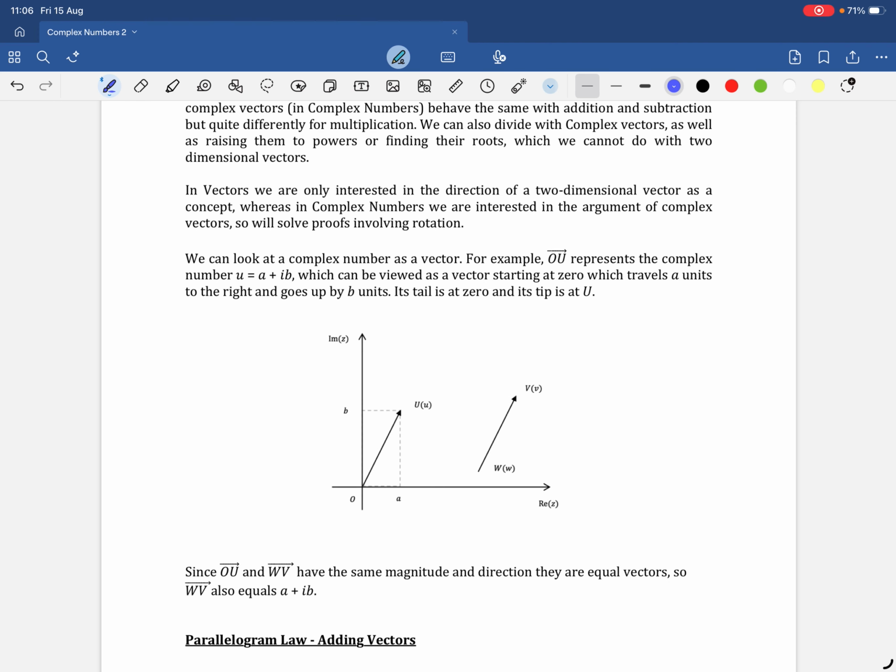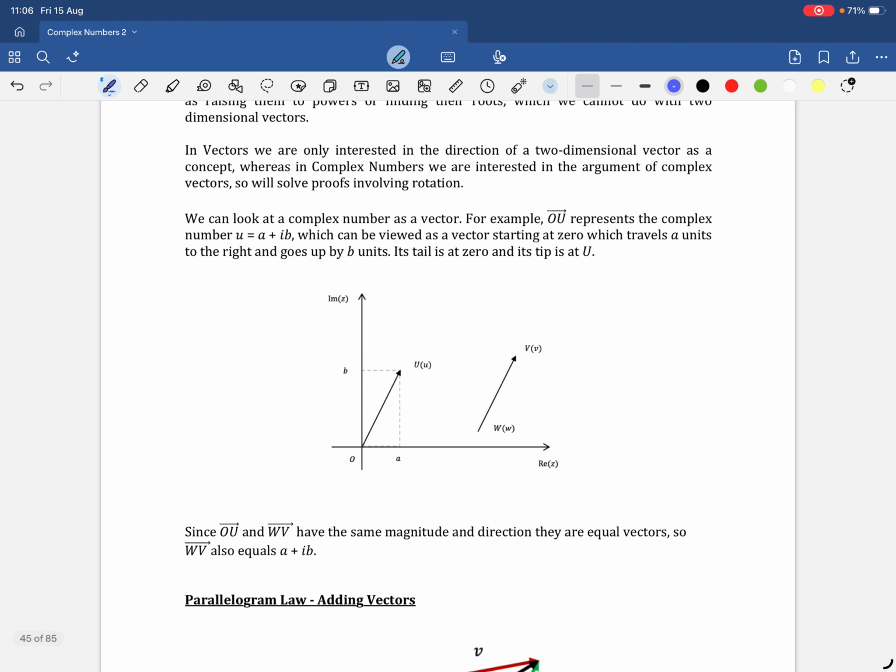In vectors, we're only interested in the direction of a two-dimensional vector as a concept, whereas in complex numbers, we're interested in the argument of a complex number, so proofs will involve rotation. We can look at complex numbers as a vector. For example, OU represents the complex number U, which is A plus iB, and can be viewed as a vector starting at 0, which travels A units to the right and goes up by B units. Its tail is at 0, and its tip is at U.